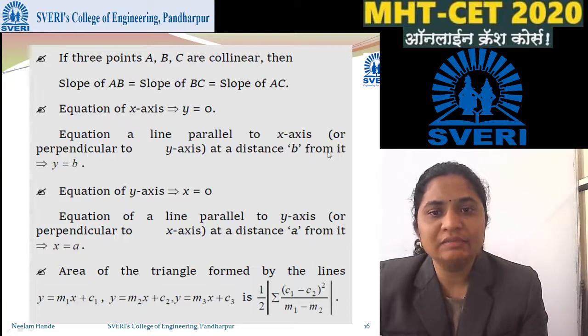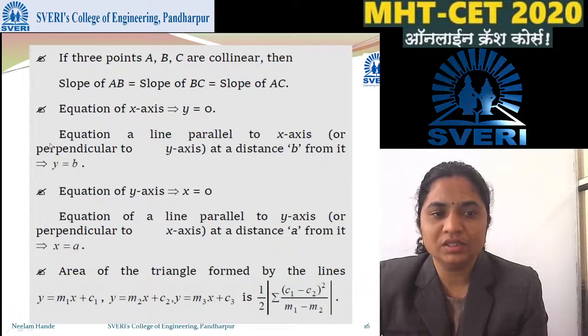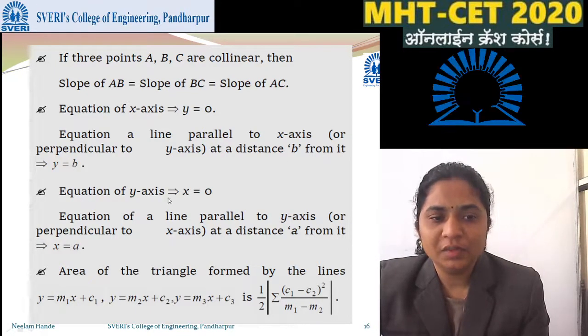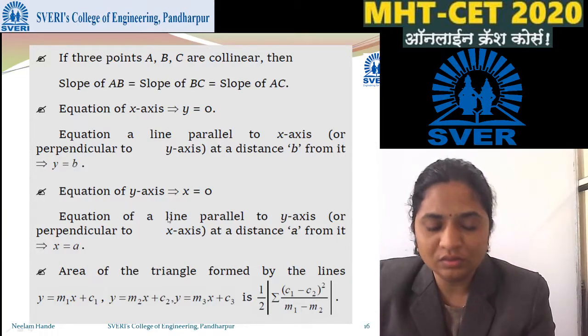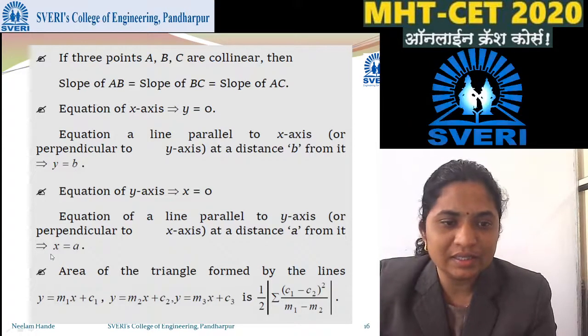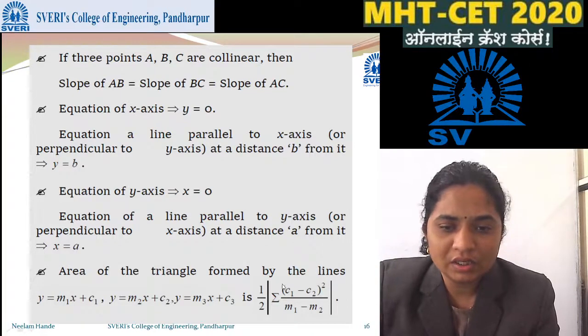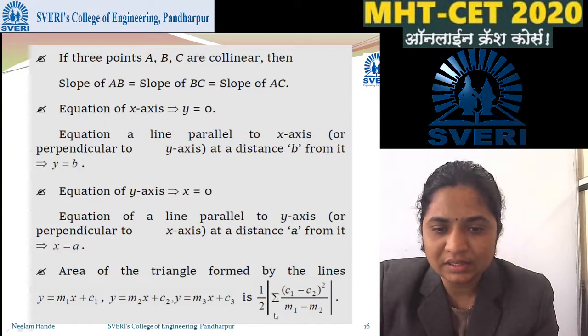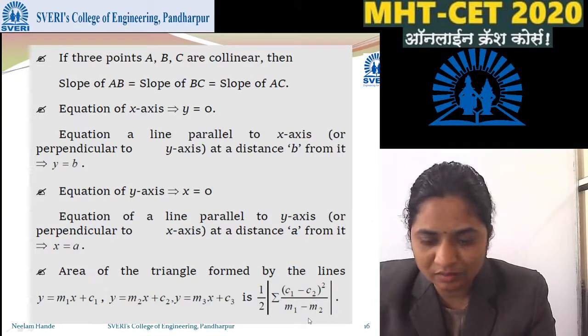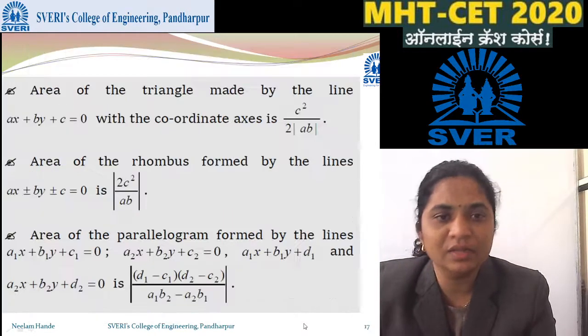At a distance b from it, the line is y equals b. Similarly, the equation of the y-axis is x equals 0, and if it cuts at a, then it is x equals a. Next, the area of the triangle formed by three lines is 1/2 mod summation of c1 square minus c2 square upon m1 minus m2. You have to take the sum of that.